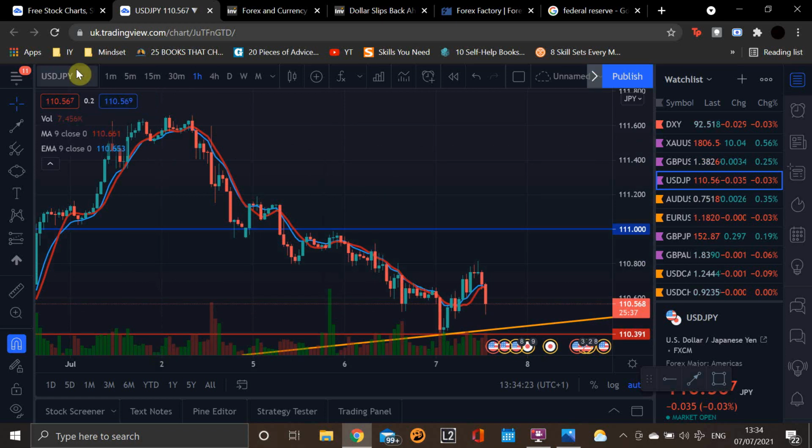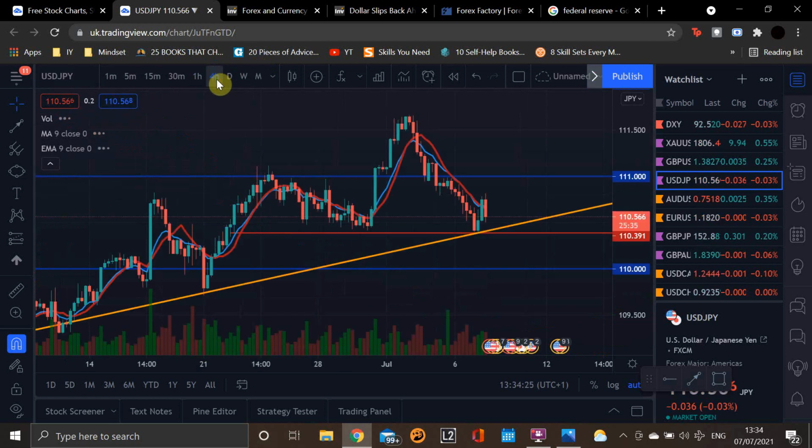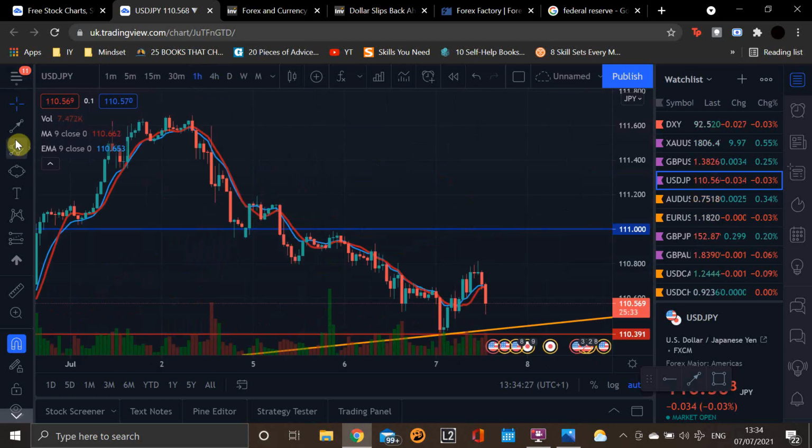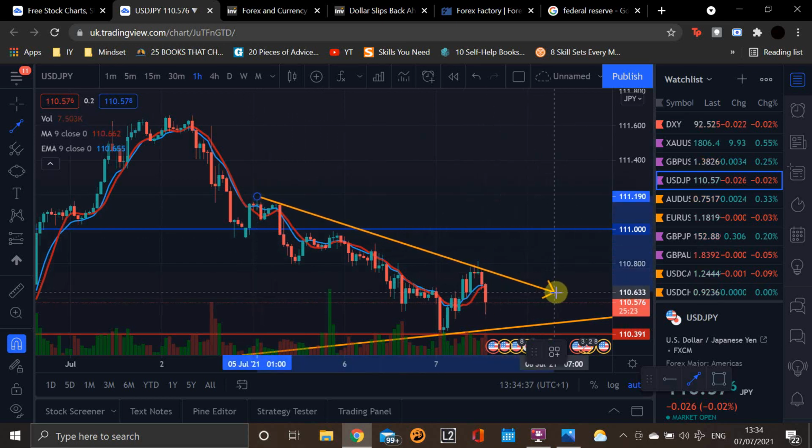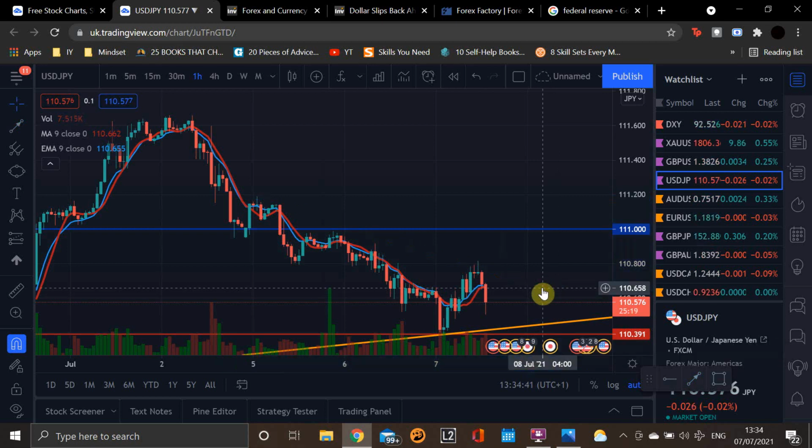Let me see if there's any trend going on here on the 4 hour or 1 hour. I don't see any type of trend here whatsoever. None at all.